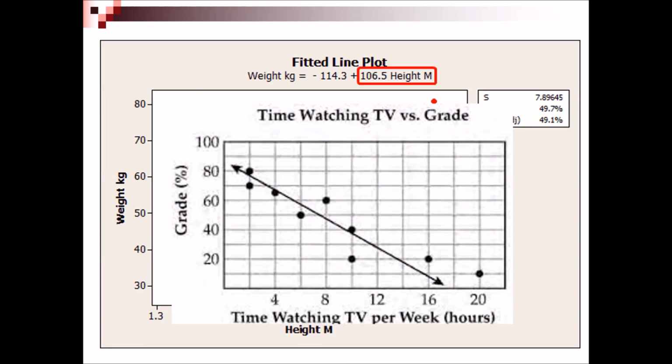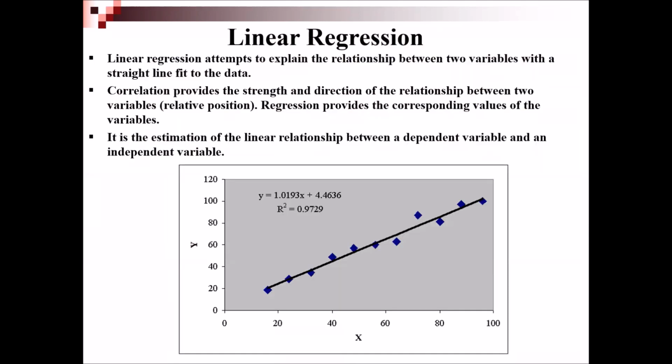As your time watching TV increases, what happens to your grade? It goes down. And so we can look at data that does this, and we can extract this from a GIS. So linear regression attempts to explain the relationship between two variables using a straight line fit to the data. Now, in Excel, we can start to explain things using quadratics and polynomials and all that other stuff you probably don't want to deal with in math class.